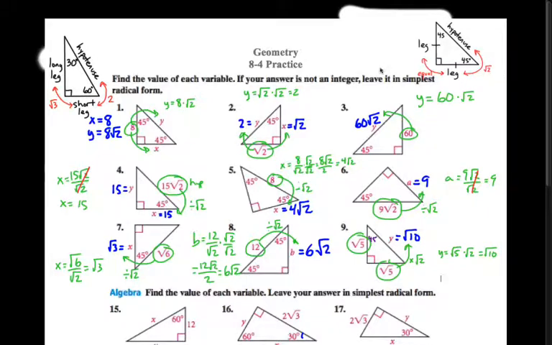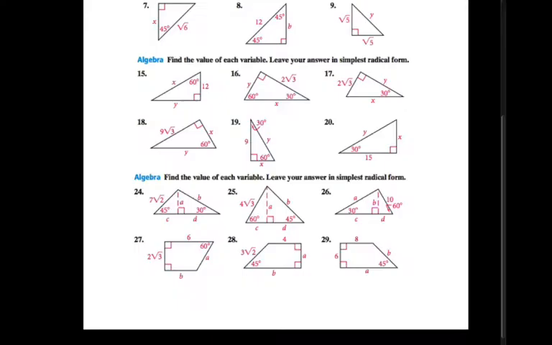I'm going to jump down to the next piece. These are mostly 30, 60, 90 triangles. I will always go from the short leg, but here's what you've got to know with the square root 3 and 2. Let's go do it.